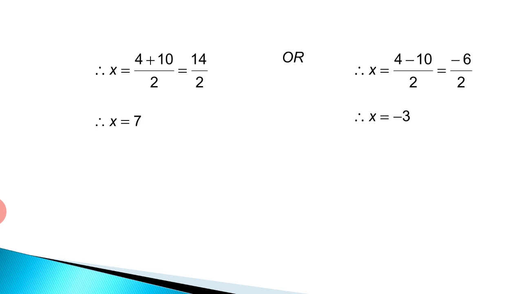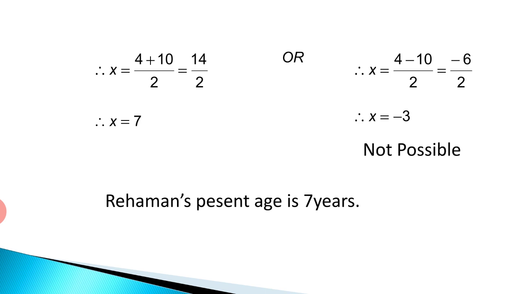Now it is very clear that age cannot be negative. So x equal to minus 3 is not at all possible. So we write this value is not possible. So what is the final answer? Rahman's present age is 7 years. Are you getting? Let us go to the next problem.